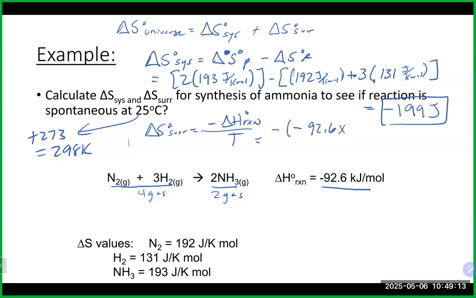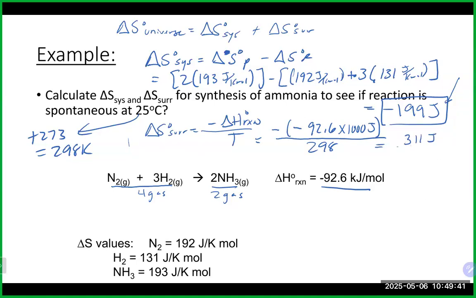I am actually going to multiply it by 1,000, and I'm doing that to get it into joules, because frankly, the delta S is in joules, so might as well get them both into the same units, divided by 298. If you didn't do that, then you would obviously have my answer just 3 decimal places over. So 92.6 times 1,000 divided by 298, we'll call it 311 joules in this case.